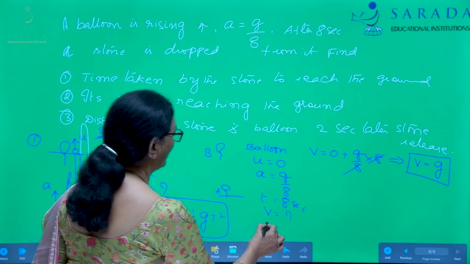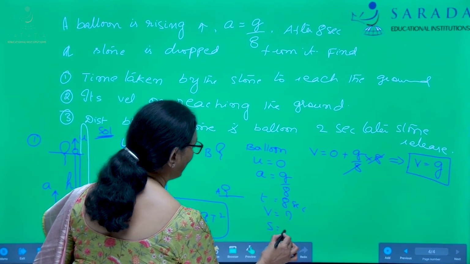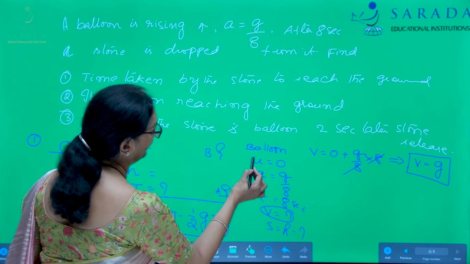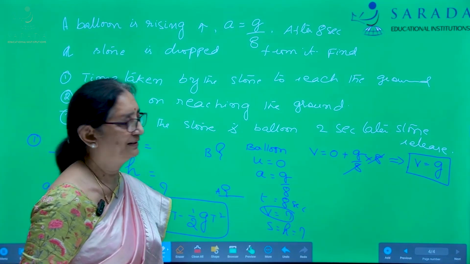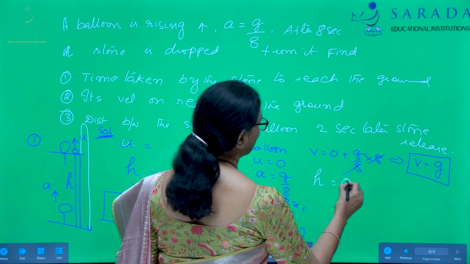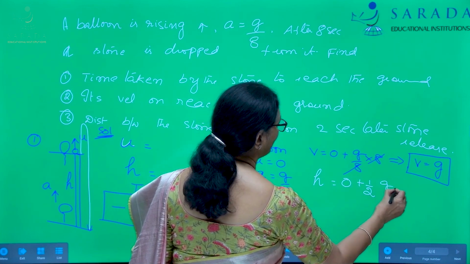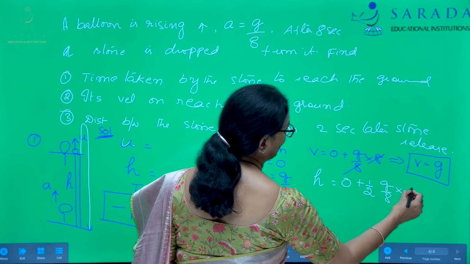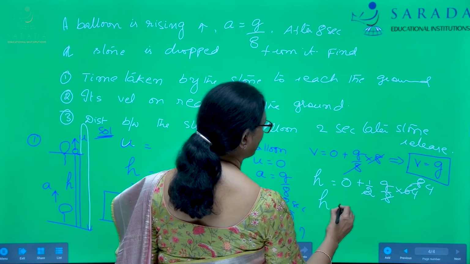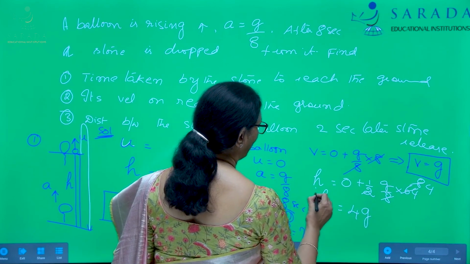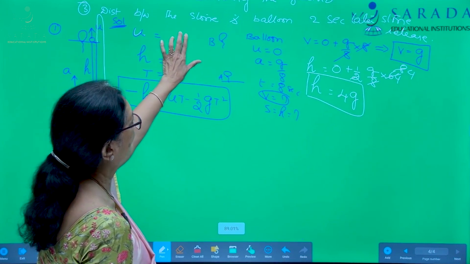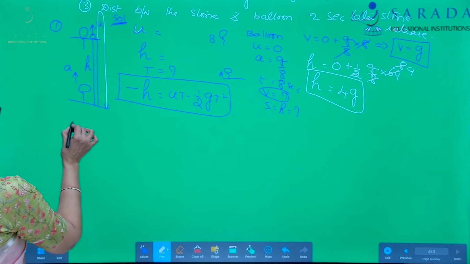And then you want to find out the height of the balloon, that is s is equal to h is equal to how much. So, what equation connects them? u, a, t, s is asked. So, s is equal to ut plus half at square, u is 0, half a is g by 8 into t square, 8 square is 64, 8 times 8 is 64, half of it is 32, so g by 8 times 32, 4 times g. So, h is equal to 4g. Now, look at those two values properly.